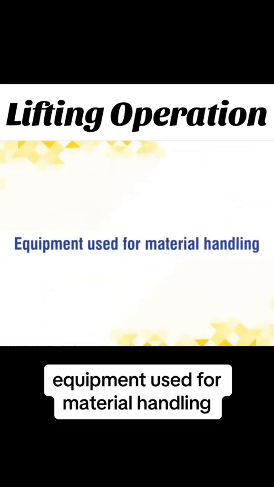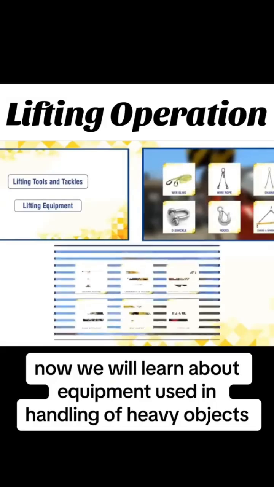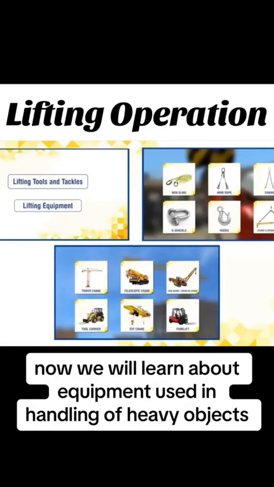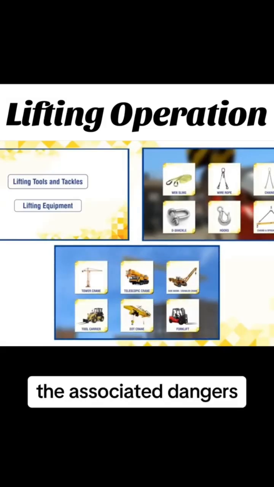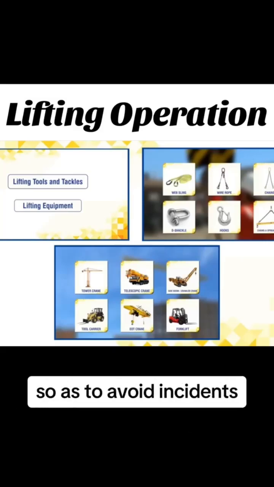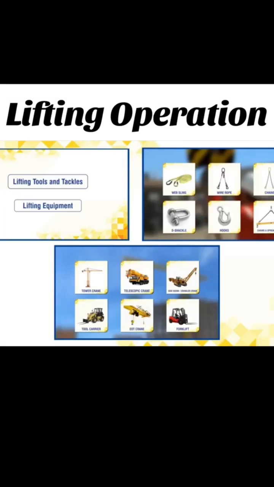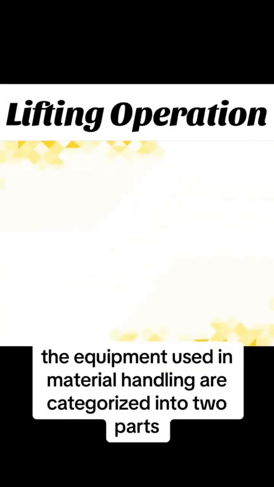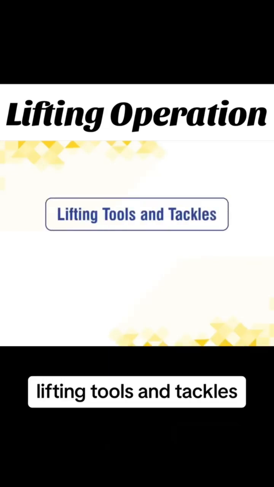Equipment used for material handling. Now, we will learn about equipment used in handling of heavy objects, the associated dangers, and the safety techniques required while using the equipment so as to avoid incidents. The equipment used in material handling are categorized into two parts: lifting tools and tackles.